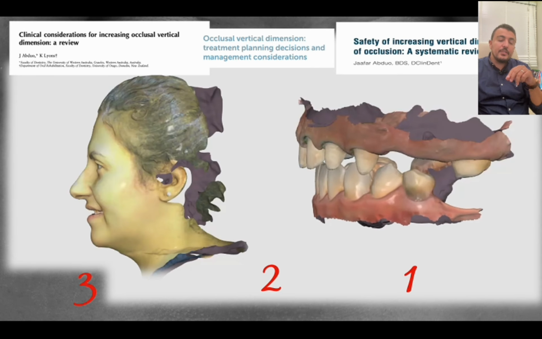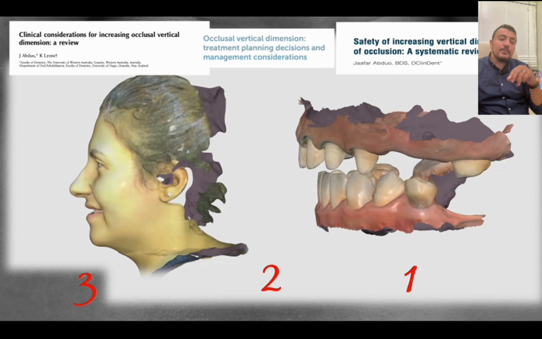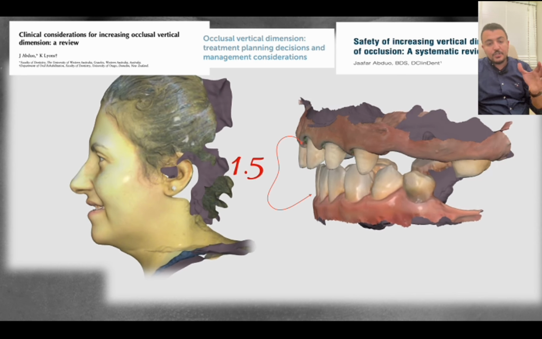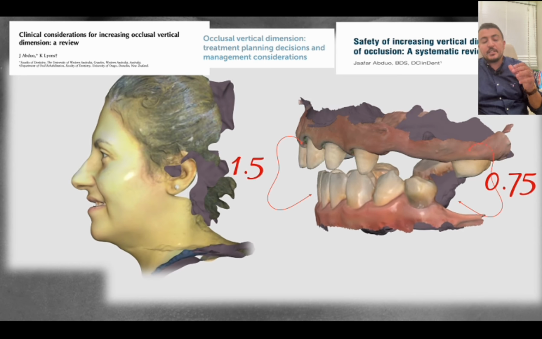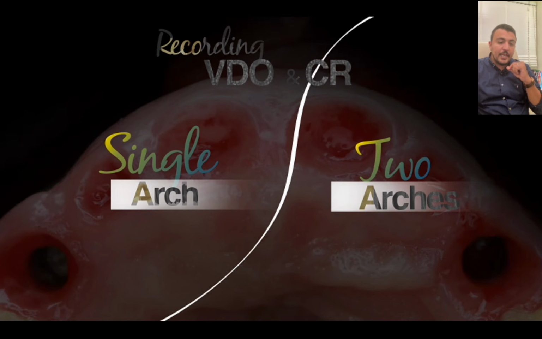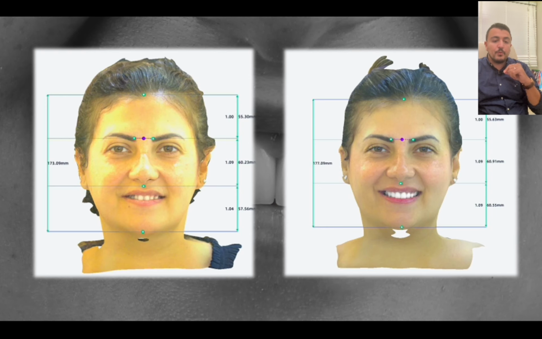So in this patient, we raised around 1.5 millimeters at the anterior teeth with the leaf gauge, which led to 0.7 millimeter at the posterior teeth and around 2.5 millimeters at the incisal pin, which is the distance between the nose and the chin, accurately confirmed with the face scans.